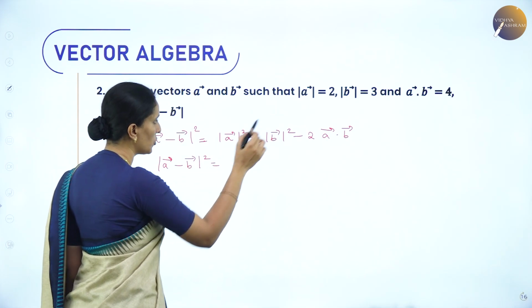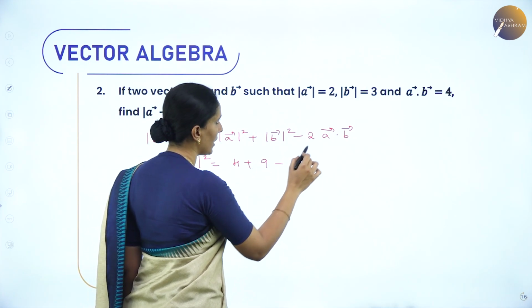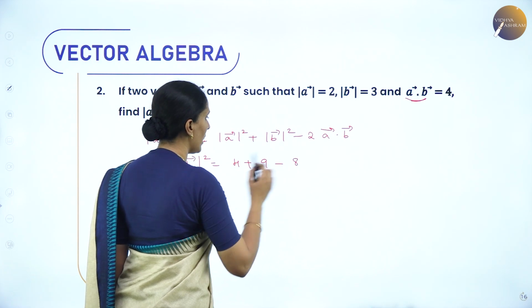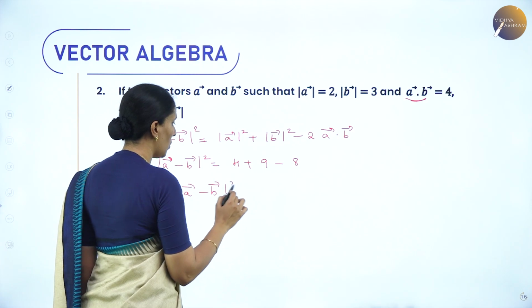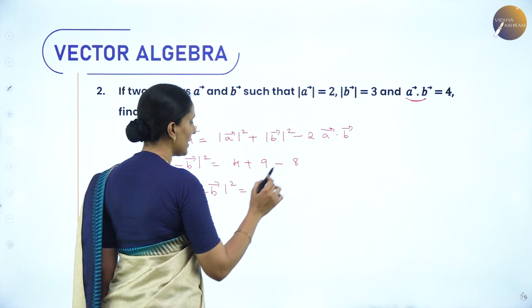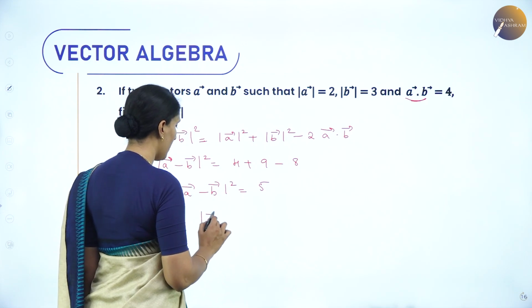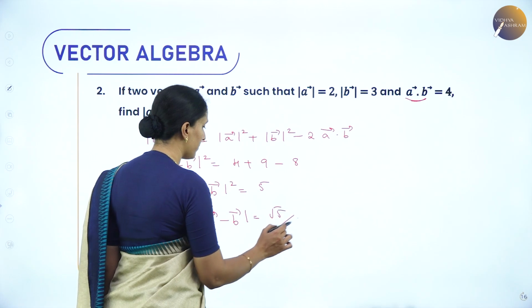So this is 2, 2 square is 4. This is 3, 3 square is 9, minus 2 into 4 because a dot b is 4, 2 fours are 8. So magnitude of a minus b whole square is 9 minus 8 is 1, plus 4 is 5. So magnitude of a minus b is equal to root 5.